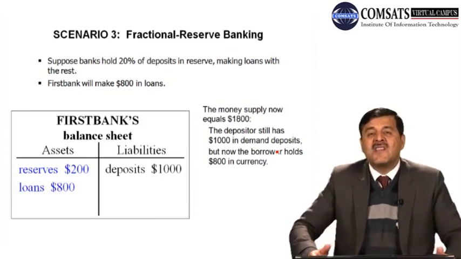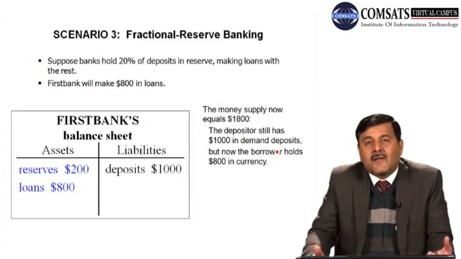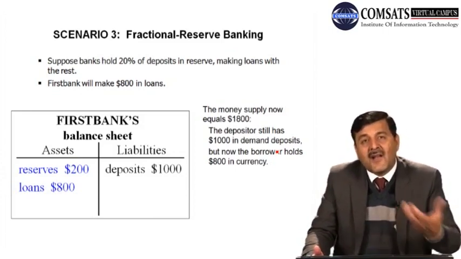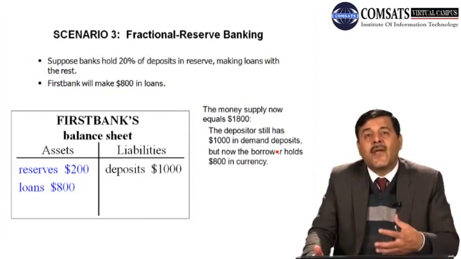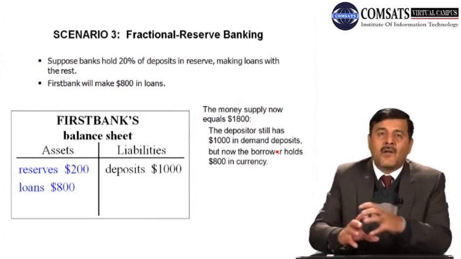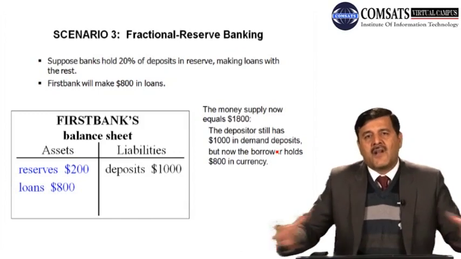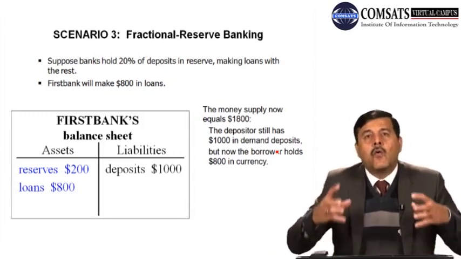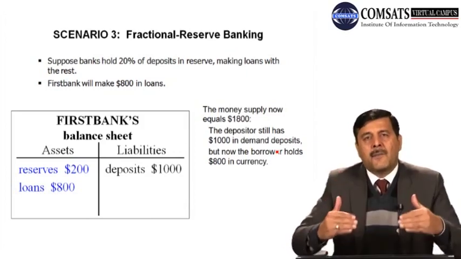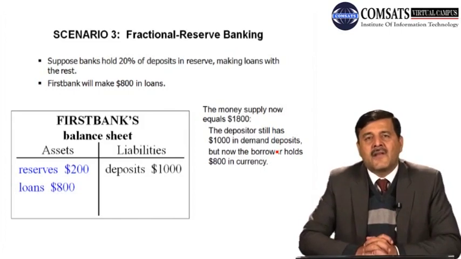So for the total money supply, the depositors, the people who deposited money, still have 1000 dollars, but at the same time the borrower holds 800 dollars in currency. The borrower has 800 dollars, the depositor has 1000 dollars. If you add up these two, the 1000 the depositor has and the 800 the borrower has, this will give us the money supply in the country, in the economy.